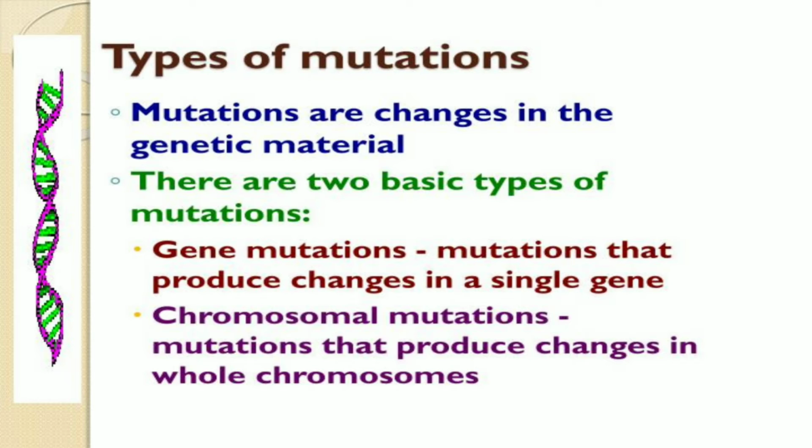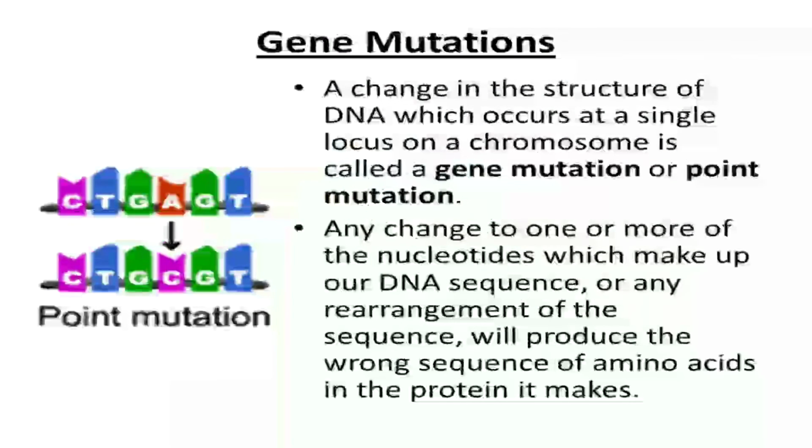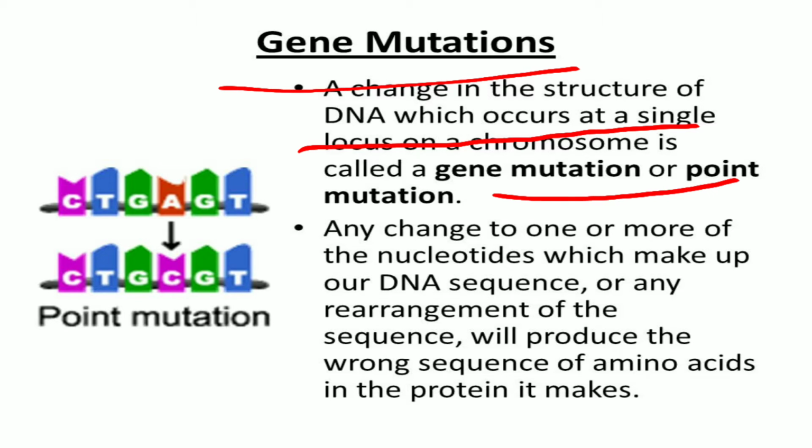A still other type of mutation, which brings about a change in the number of chromosomes or the whole genome, is called genomic mutation or numeric mutation. I shall be discussing with you all these types one by one. To start with, let's talk about gene mutations. A gene mutation is a change in the structure of the DNA which occurs at a locus on the chromosome, and because they occur only at the point of the nucleotide sequence, these are called gene mutations.